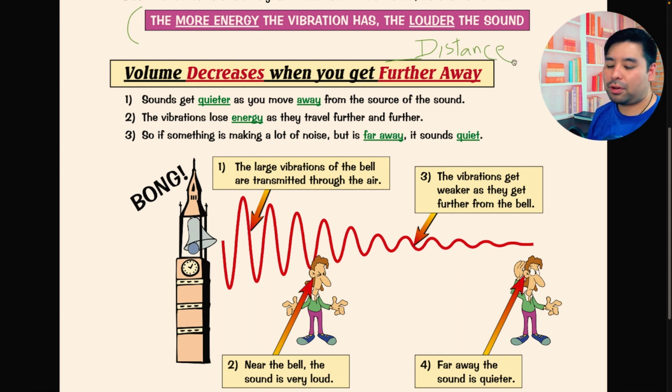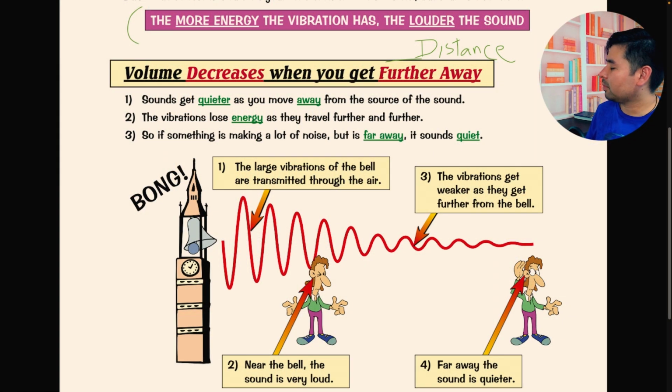Further means distance. The further you are, the longer the distance you are from the object that is producing the noise. So the volume will be lower, it will decrease. The closer you are, the higher the volume. The further you are, the lower the volume, I mean the sound, of the thing that produced the sound, right? So I guess it's quite clear.